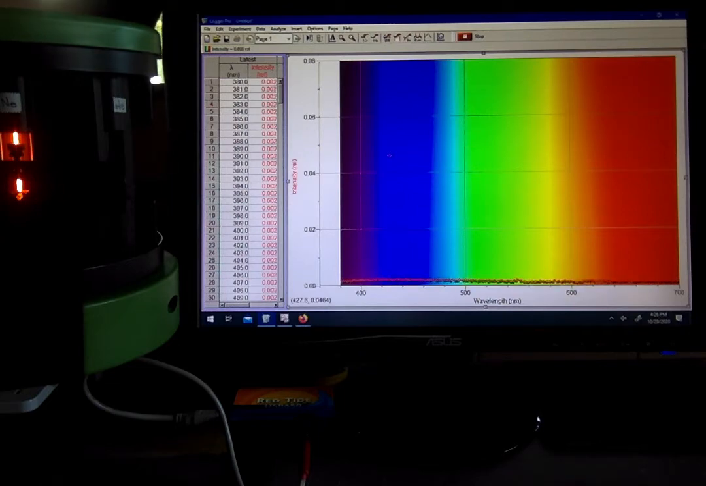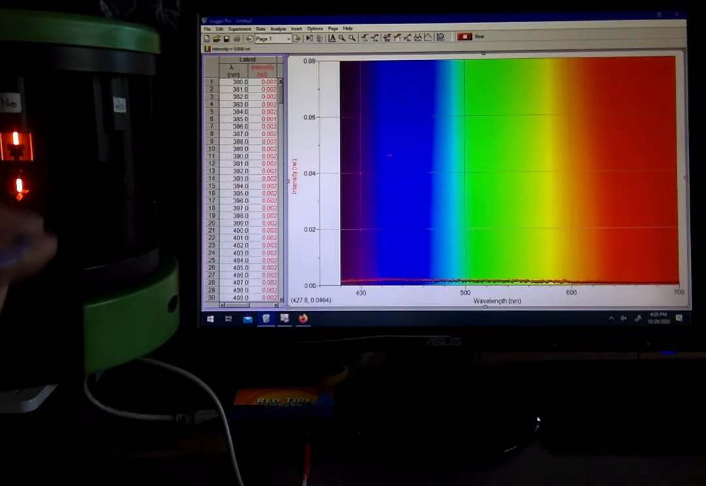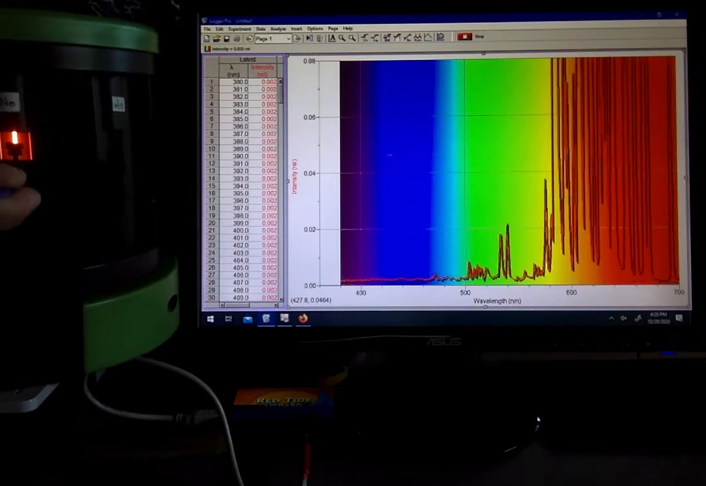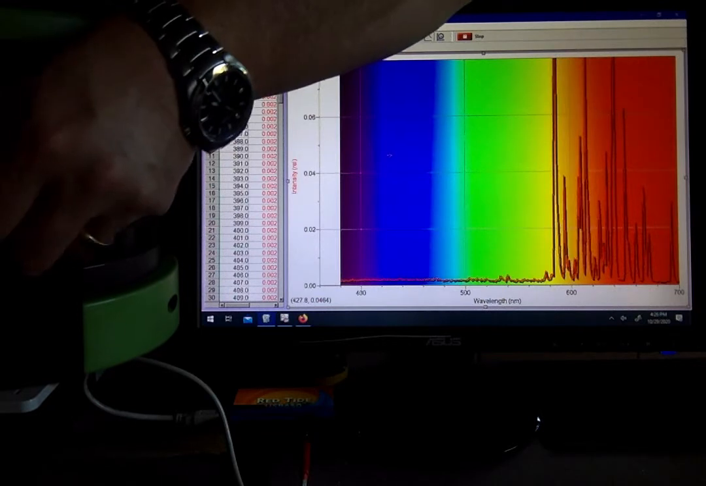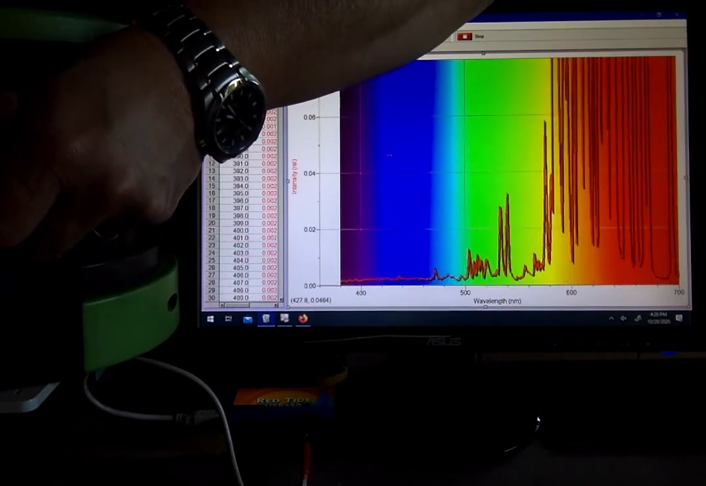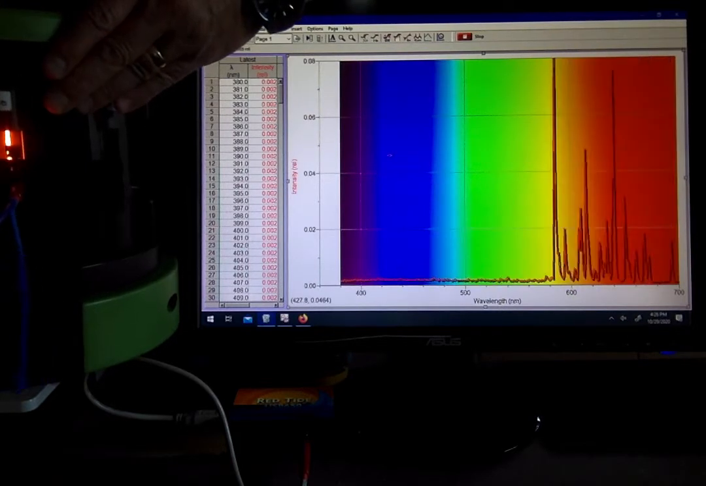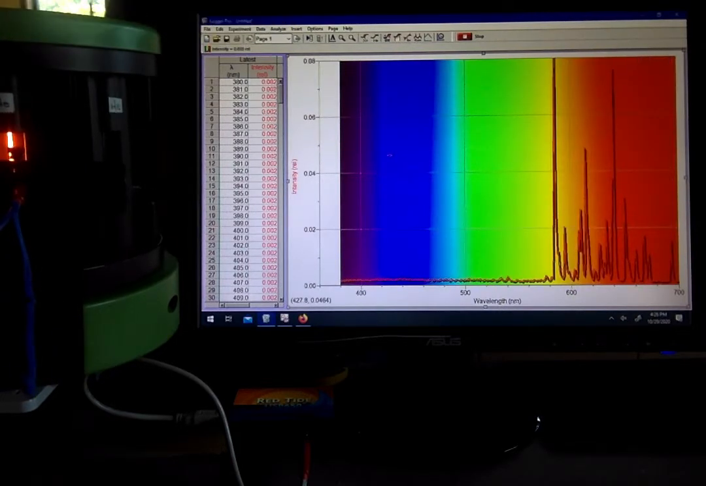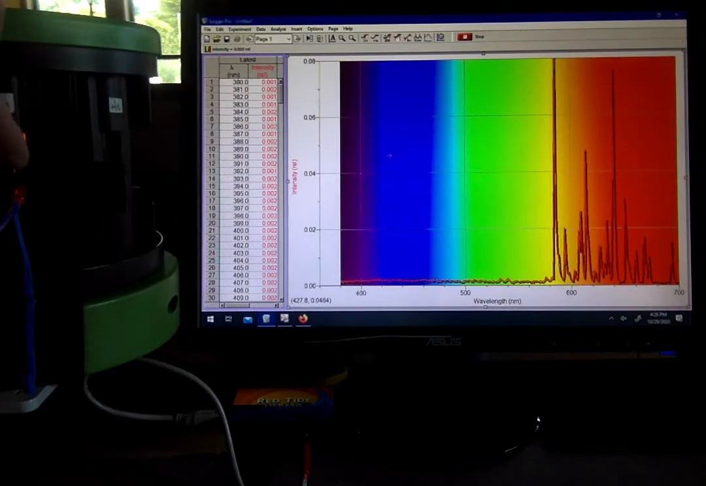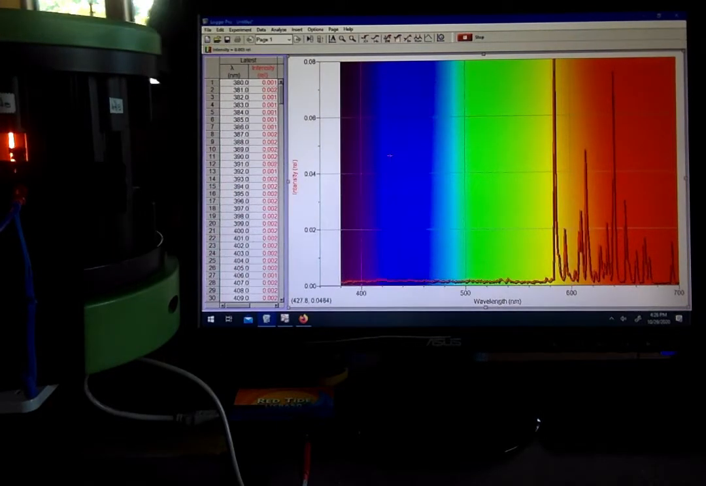So here we would expect, if we point the fiber optic cable right here at the neon lamp, so I'm going to connect it via this little device here and put that in place. And I'm going to make a little adjustment here. So now the fiber optic cable is pointing and looking at the neon lamp.